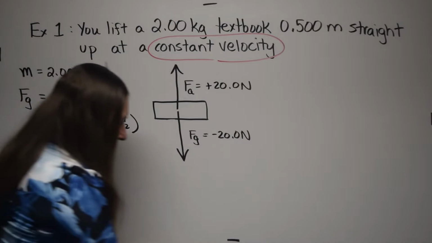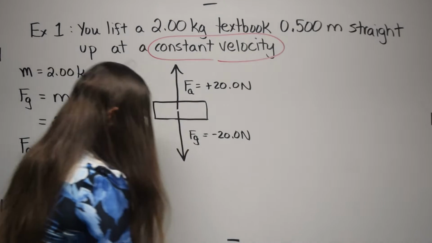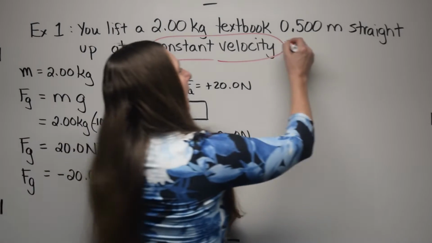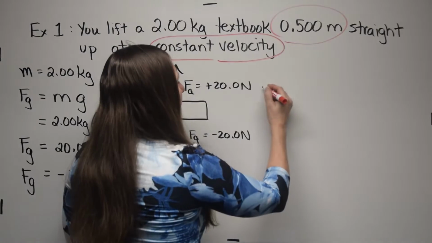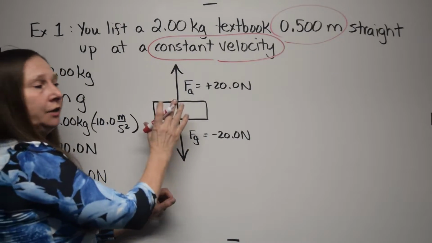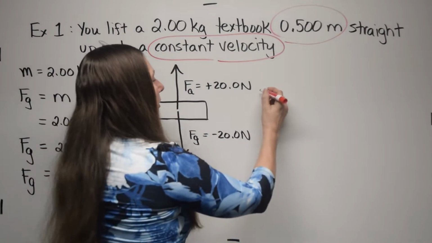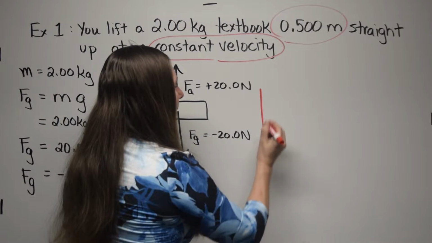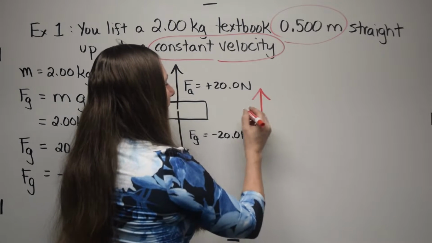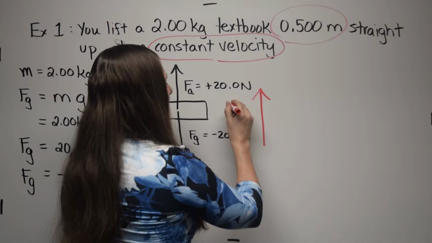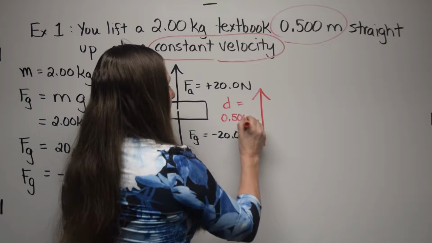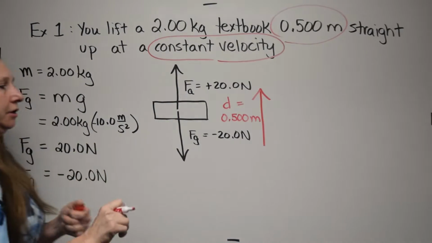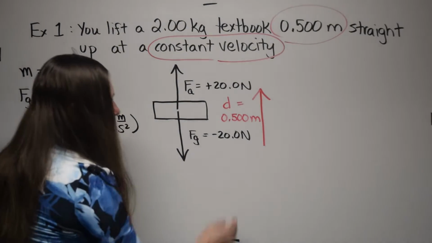Now, we also know that the book is displaced half a meter straight up. So write down the displacement. Now, don't put the displacement on the book. Put the velocity, the displacement, off to the side somewhere. So here we have d equals 0.500, d equals half a meter, and the direction is upwards.